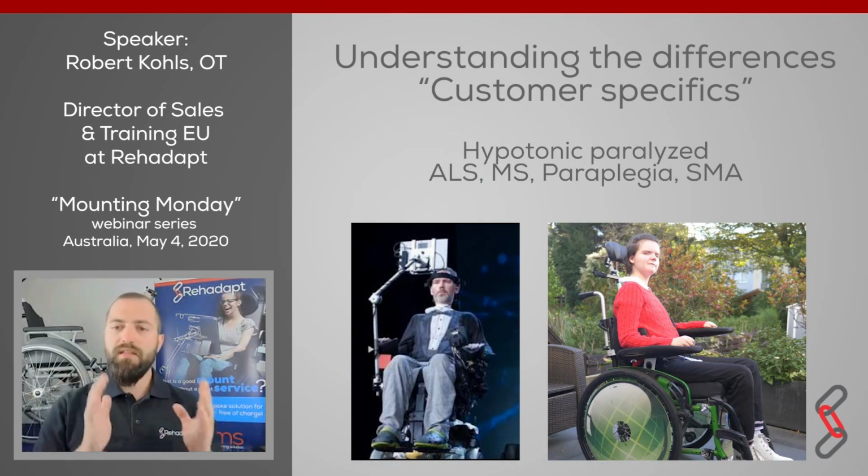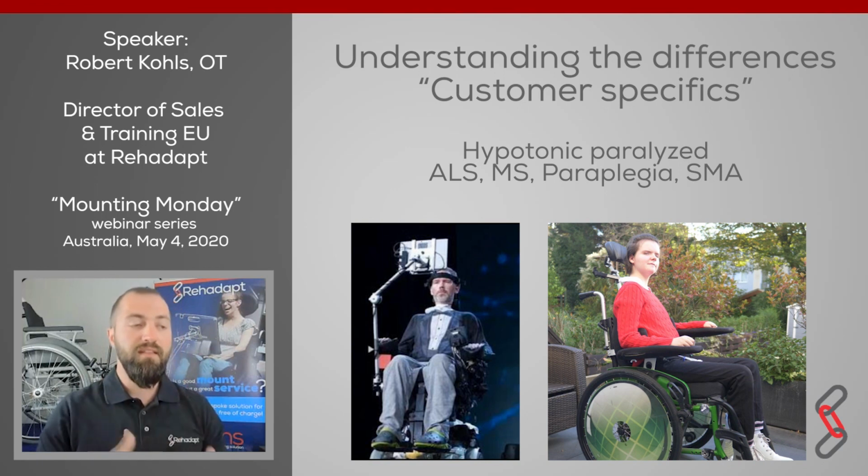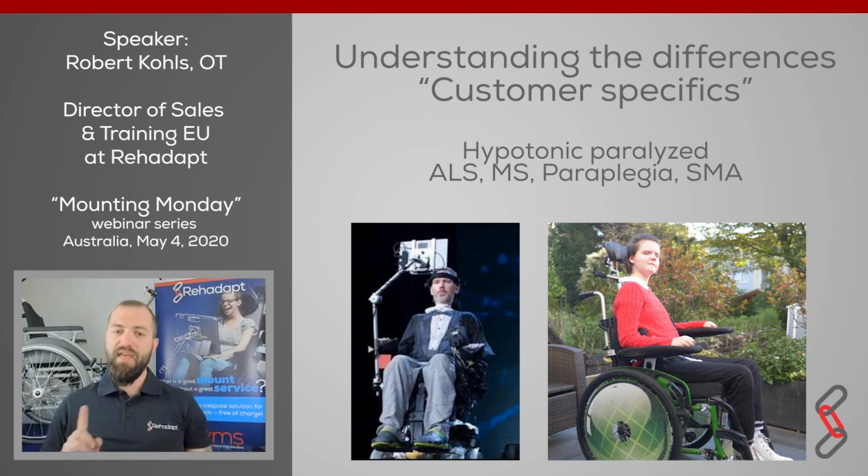And also the differences in our customers, in their activity level, can be very, very different. So a customer with ALS will have extremely little movement. Someone with paraplegia or with SMA can also have a very, very low activity level.